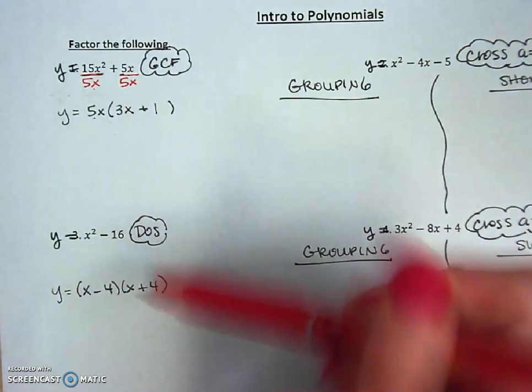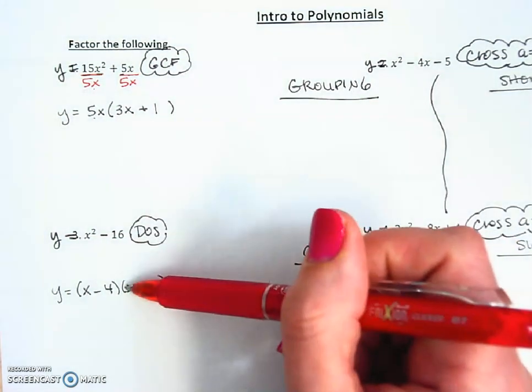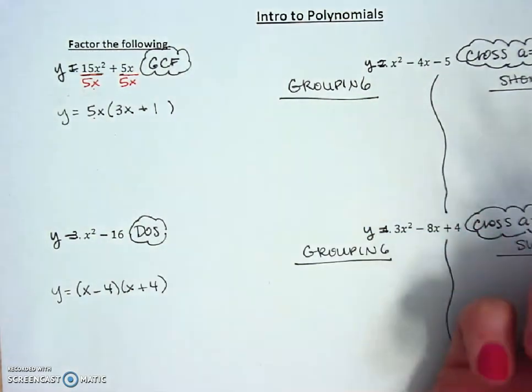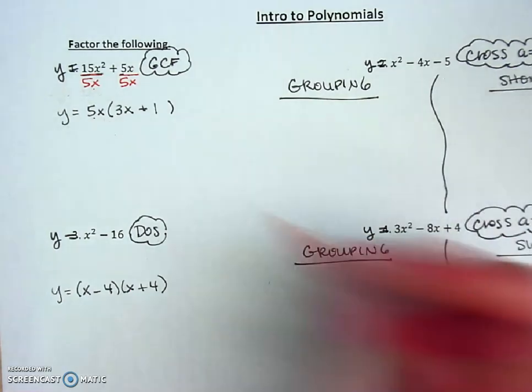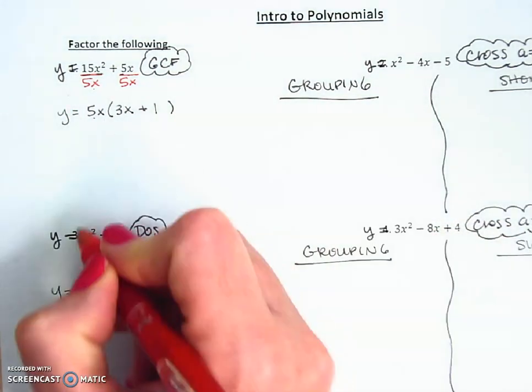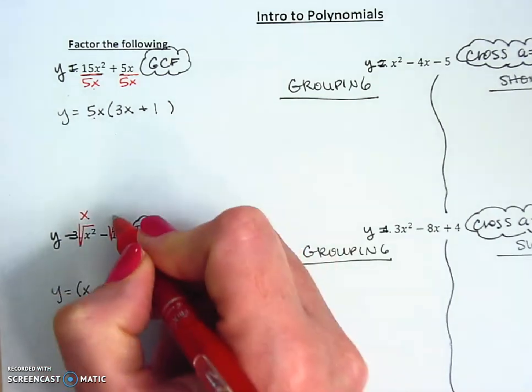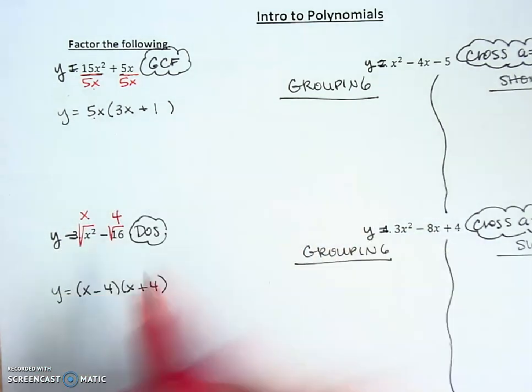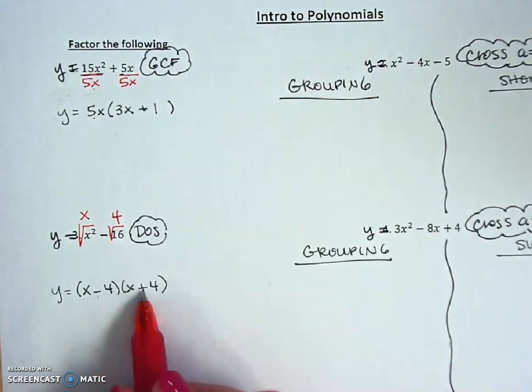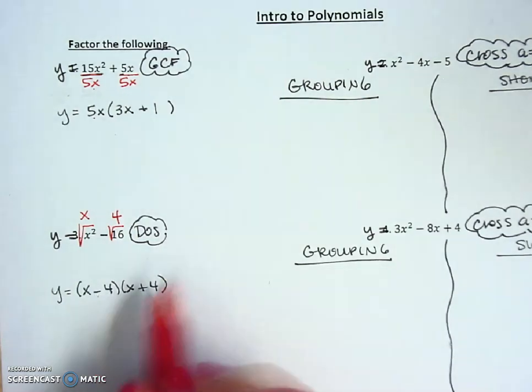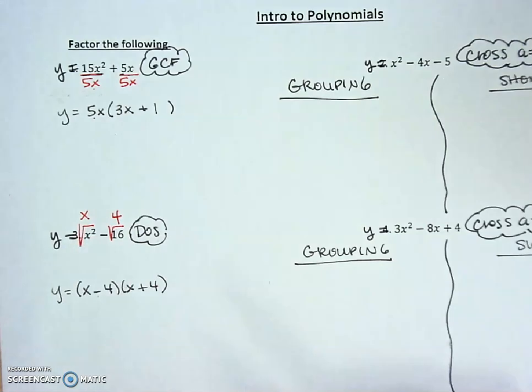Now, once we're used to it, we'll just do that mentally from here to here. But if you want to see some work that you could do to help yourself out, I like to do this sometimes. I'll square root the first thing and that gives me x, square root the second thing and that gives me 4, and then I just know I need to make a subtraction version and an addition version with those two things.